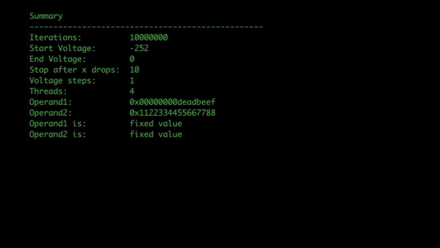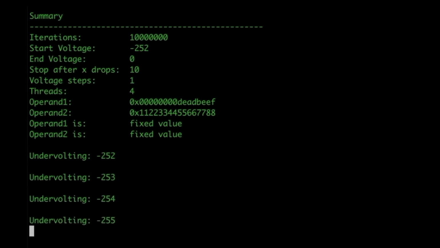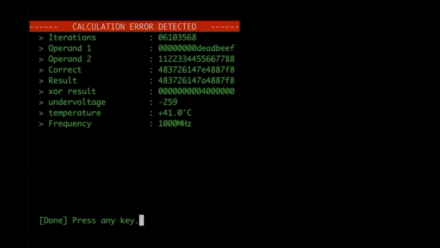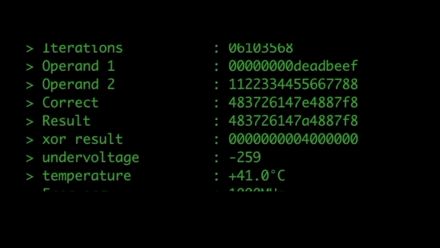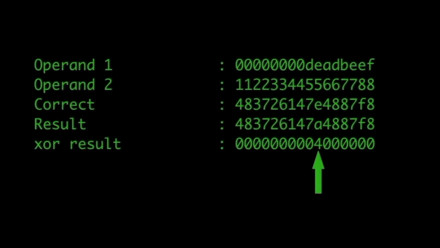So let's take a look at it in action. So here we go. I'm multiplying 0xdeadbeef by 1122334455. I'm undervolting, minus 252 millivolts, 3, 4, 5. Oh, come on. Yeah, we got a fault. We got an incorrect multiplication result. And if you look at the XOR, it's a bit flip.